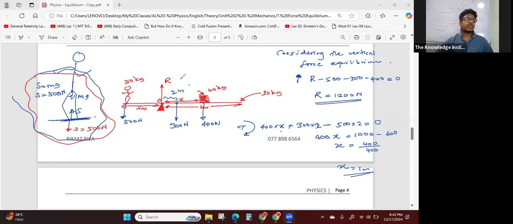So now here you don't need to mark forces acting on this boy or his weight, no need. You have to mark only the forces acting on the plank. Okay, right. So we'll move on to the second question. You can take a screenshot if you want.